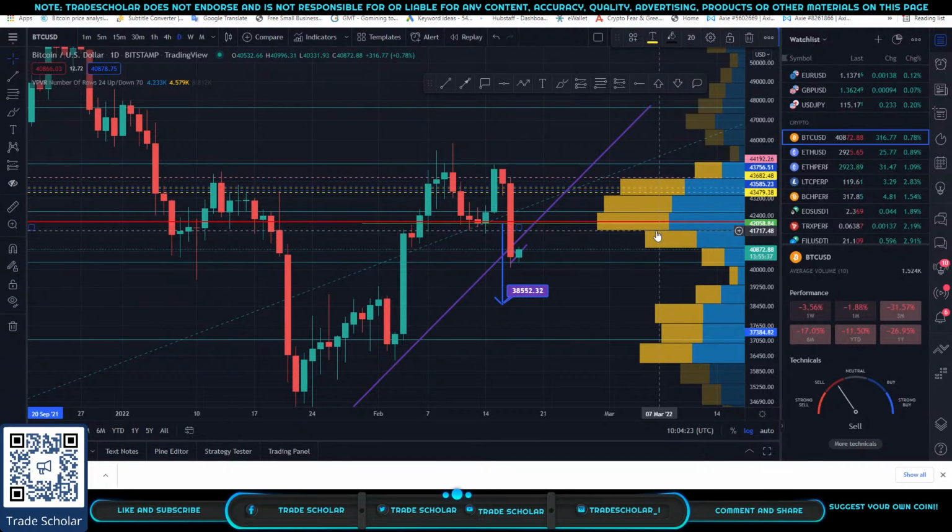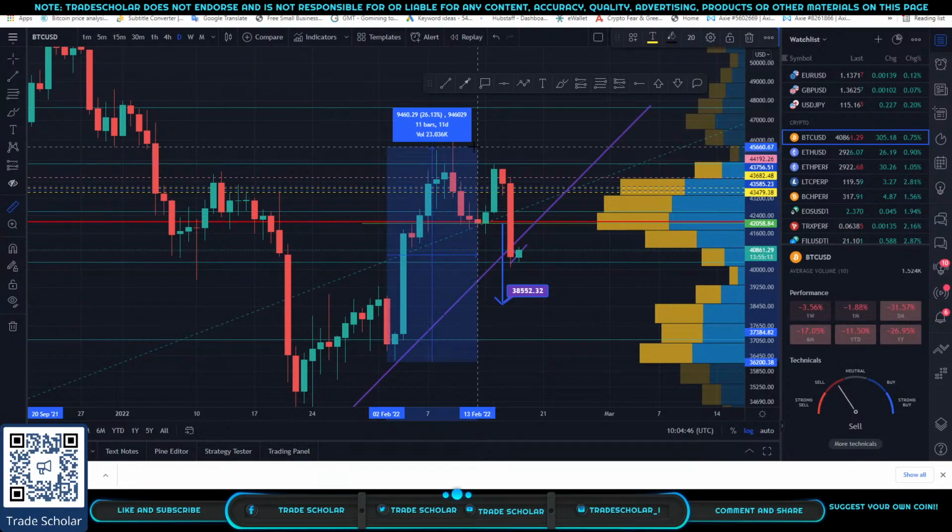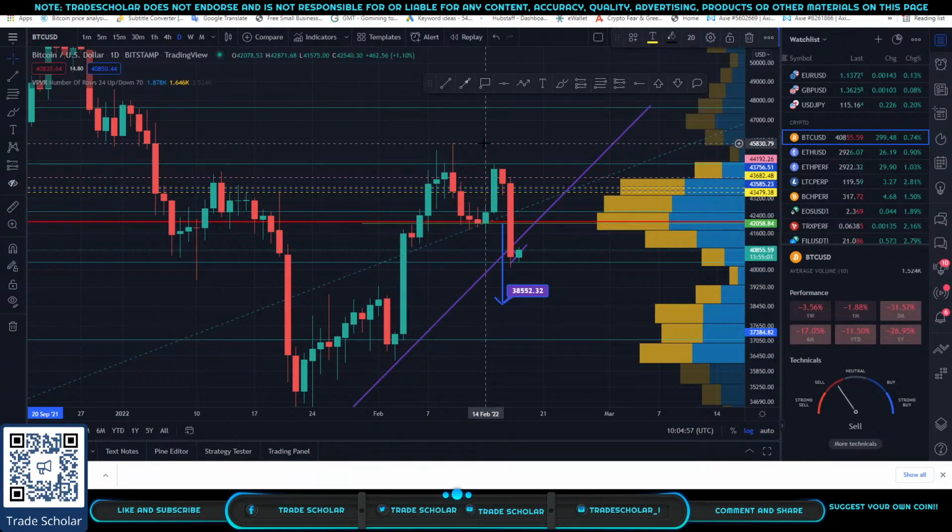We don't know yet what will happen, but if it breaks, we will be seeing 38, 37, and then a test of the previous low. That would be risky for the bulls. If the bulls do not hold this area right here, all your effort in pumping this hard to the upside will be put to waste. This 26% pump, a 9,600 movement, will be wasted and we will go back again to the bear zone.